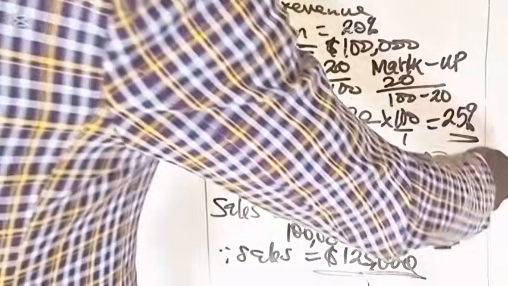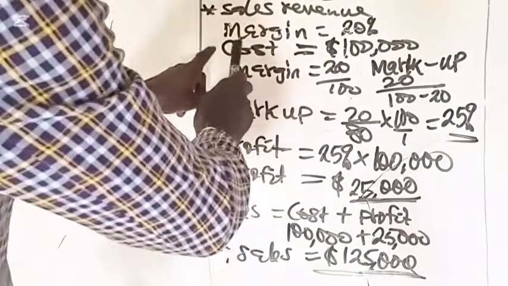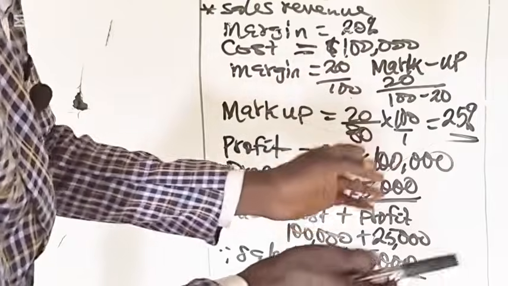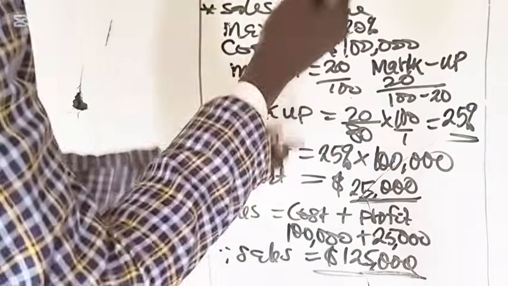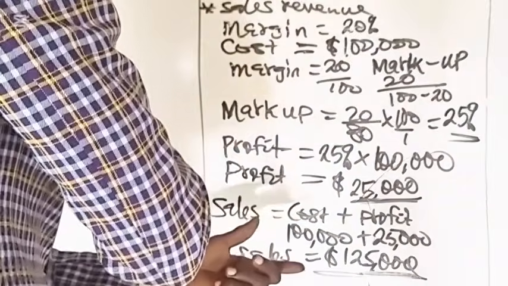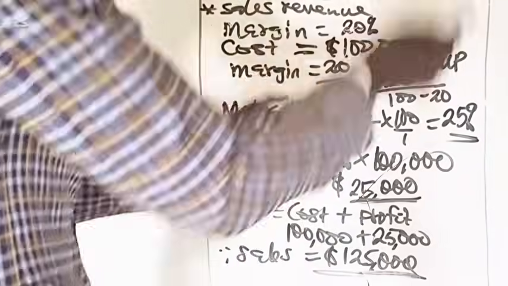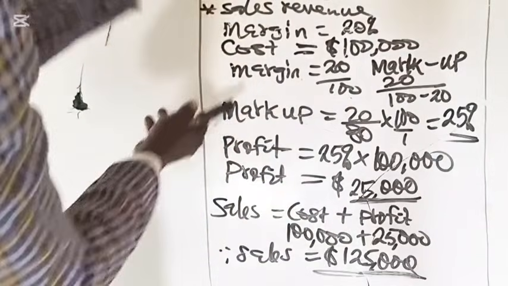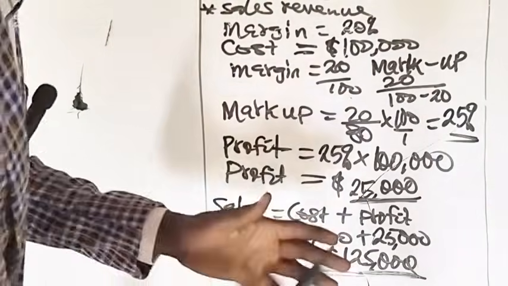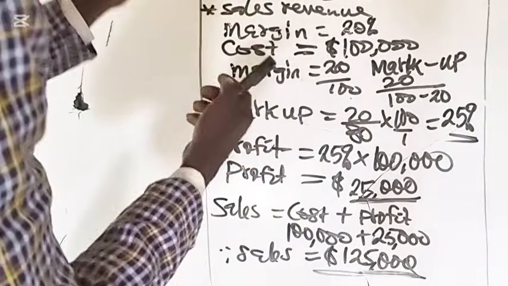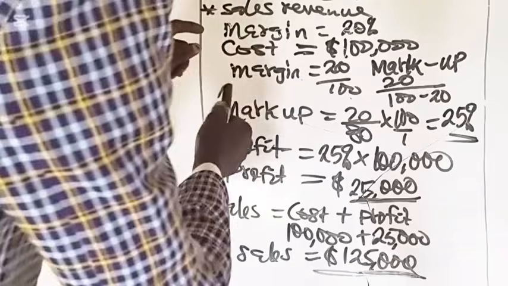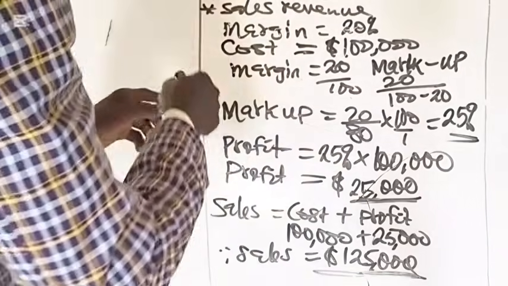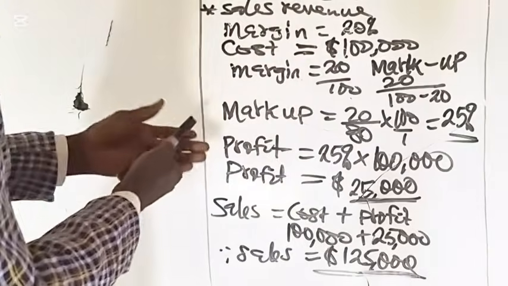But what if the sales value is not given? That means you cannot apply that margin on the sales value since you don't know your sales value. Then you have to convert from margin to markup, and then apply that markup on the cost. But if you are given the sales value and you are given the margin, then you can apply the margin directly on the sales value.